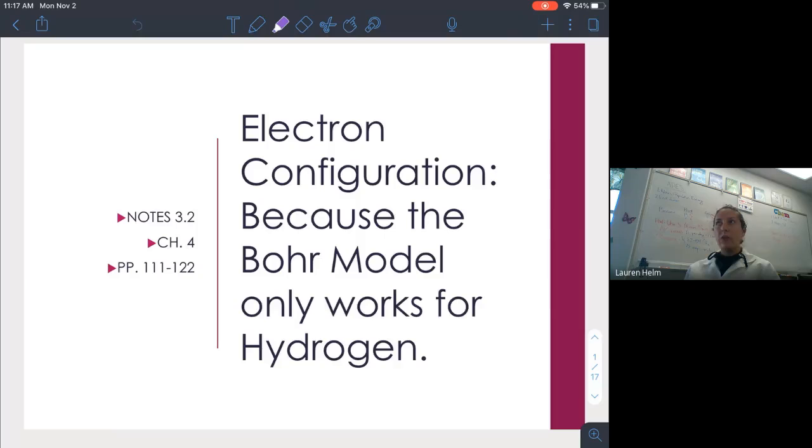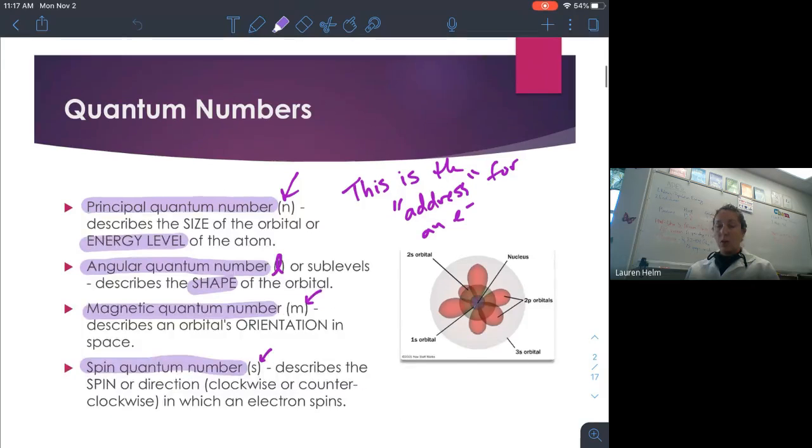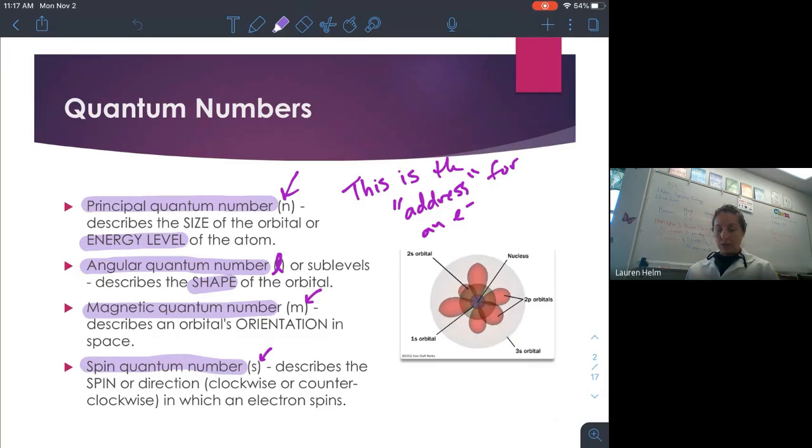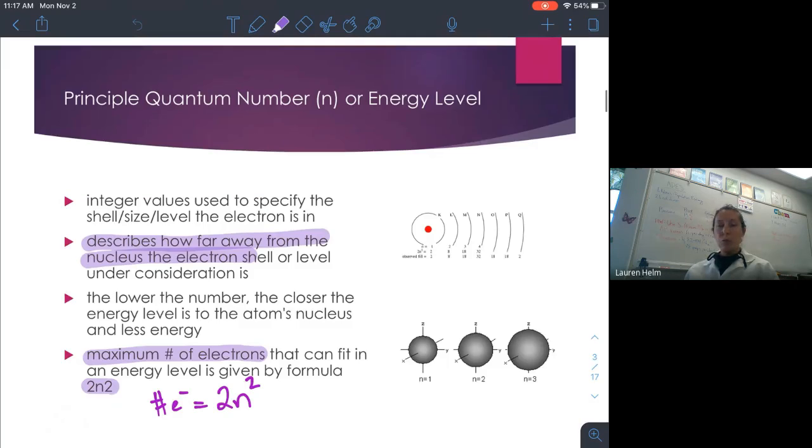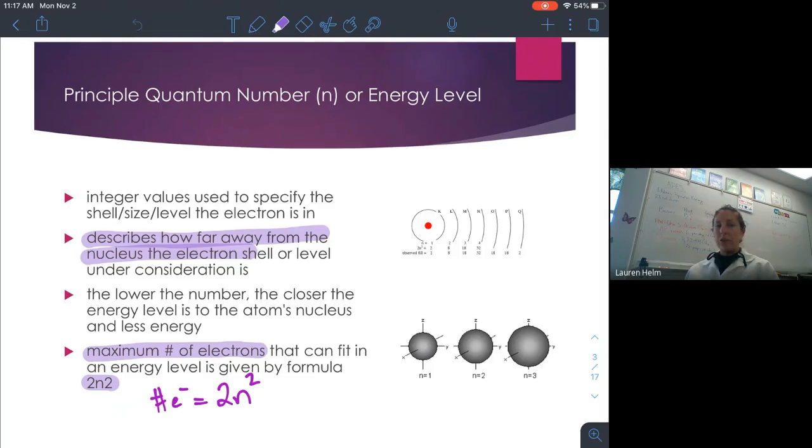We were talking about how we describe where electrons are in an atom, because we know that the Bohr model only really applies to hydrogen. We're going over the address for the electron. The address is composed of the principal quantum number, the angular quantum number, the magnetic quantum number, and the spin quantum number. Your principal quantum number, which we call n, just tells us how far the electron is from the nucleus. Level 1, or n equals 1, is the ground state, or the closest to the nucleus, and then as we move to higher whole numbers, we're further from the nucleus.